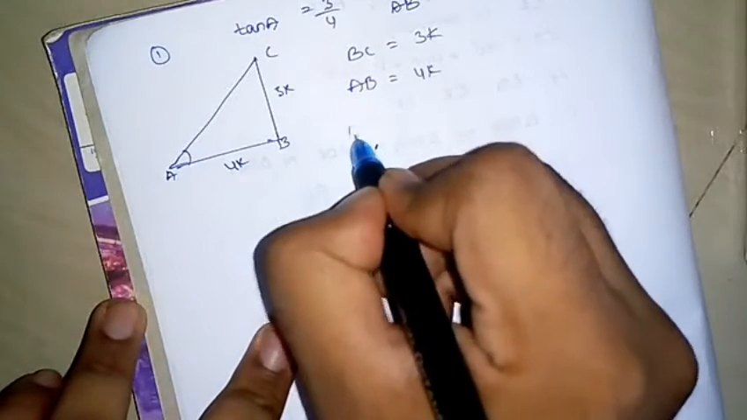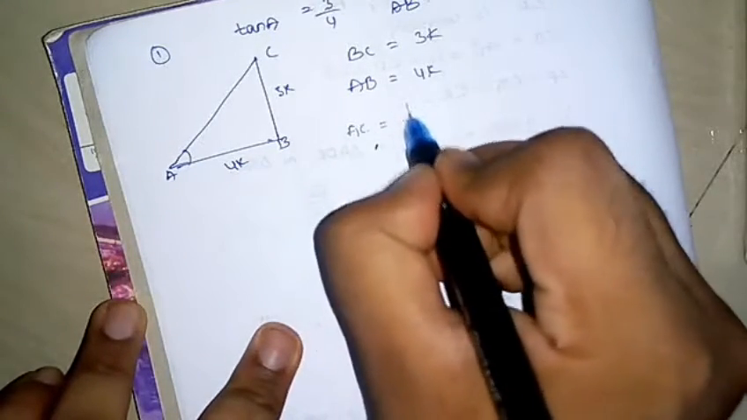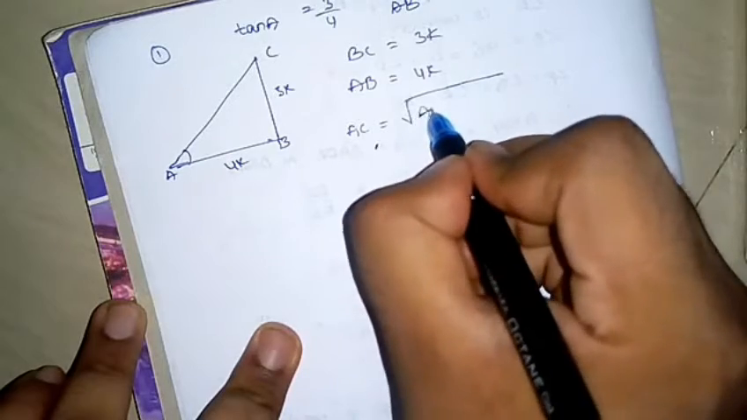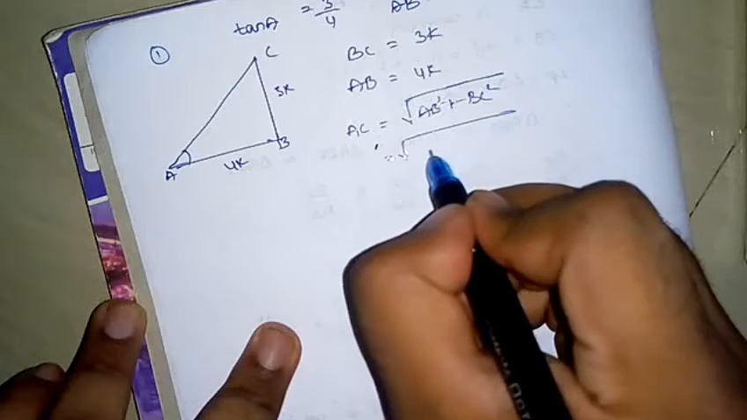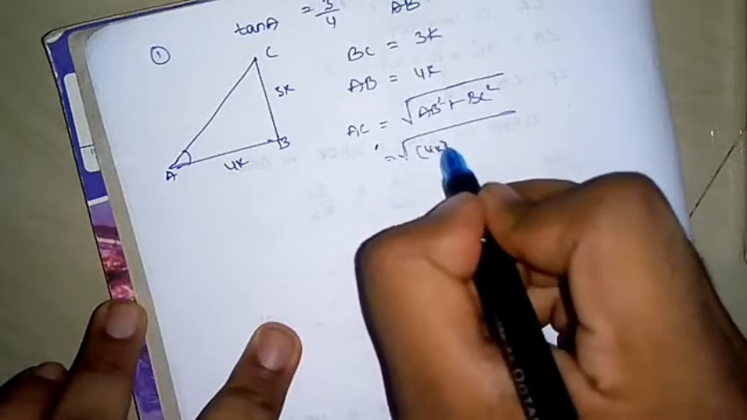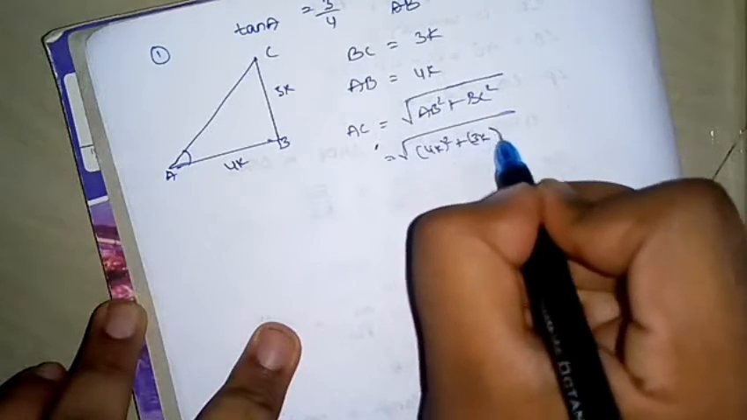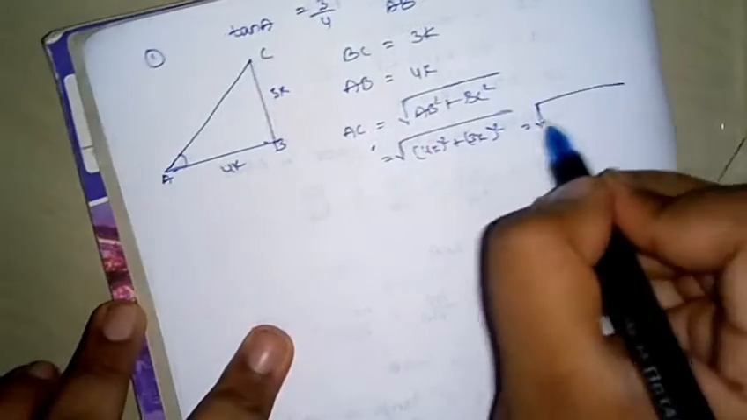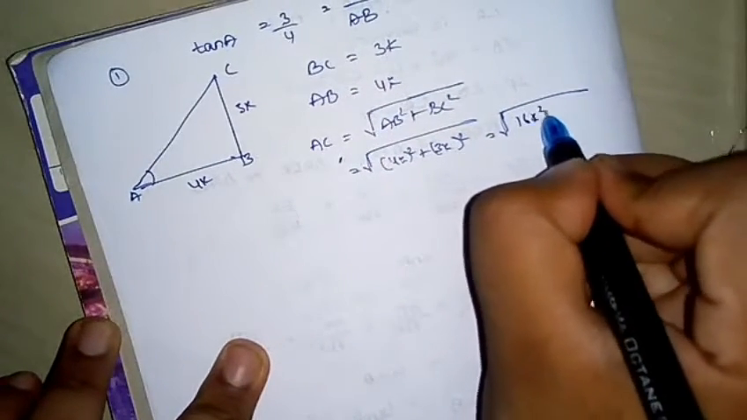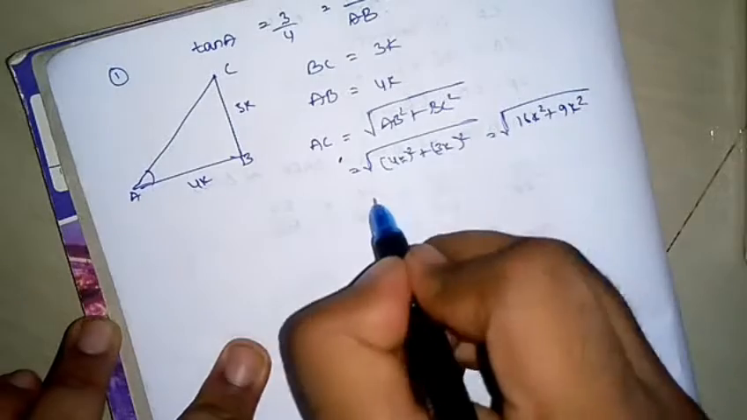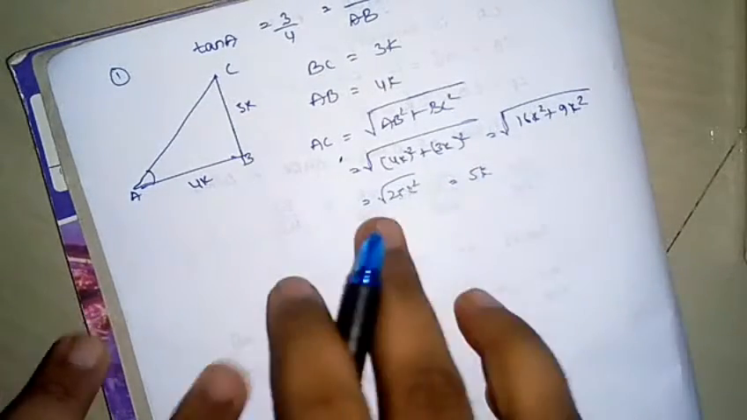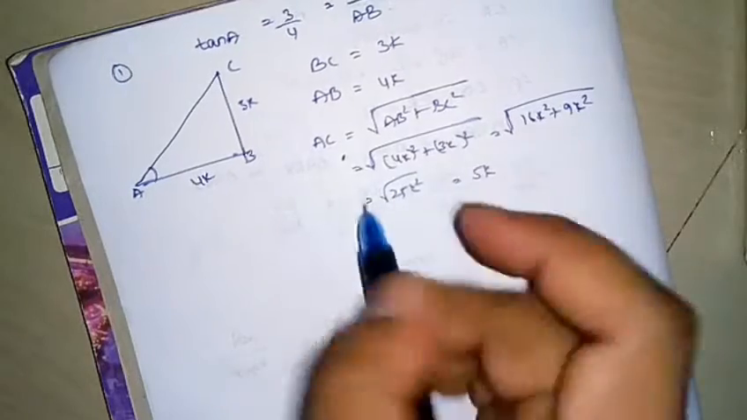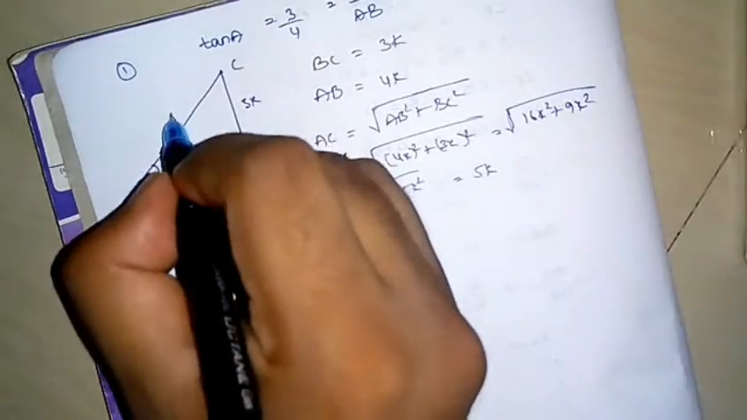Now using Pythagoras theorem, AC is equal to under root of AB square plus BC square. So this will be equal to under root of 4K whole square plus 3K whole square, which will be equal to under root 16K square plus 9K square. This will be equal to under root 25K square, which is equal to 5K. Square root of 25 is 5. AC is 5K.